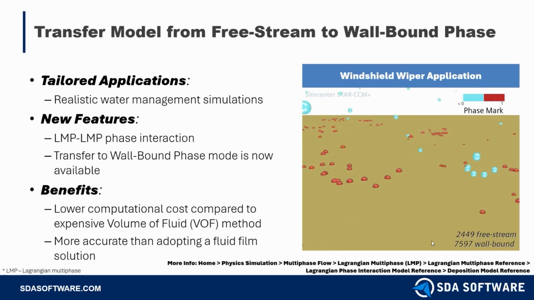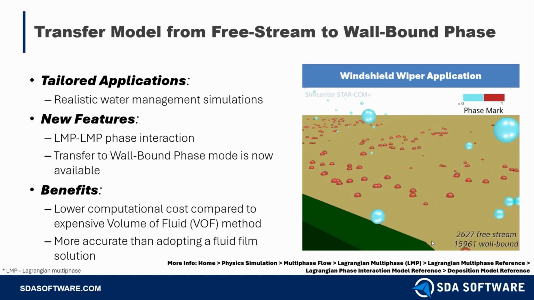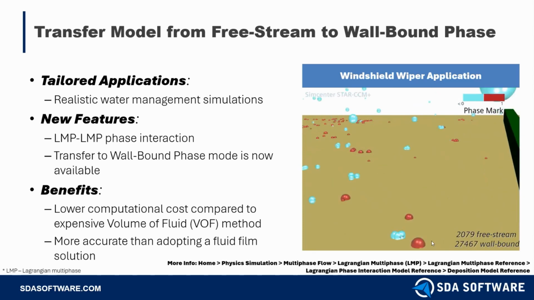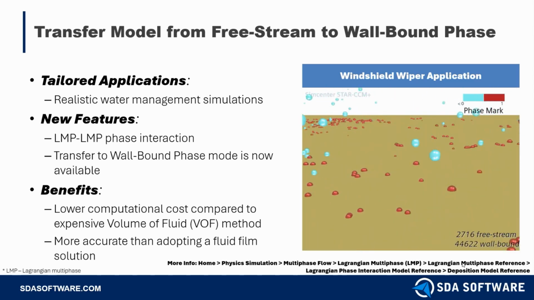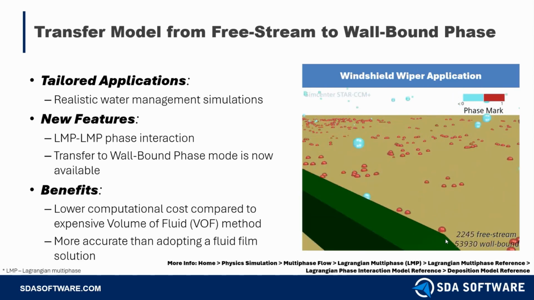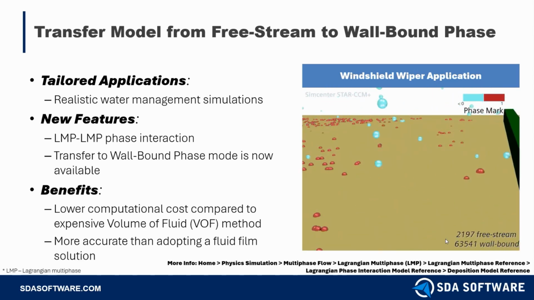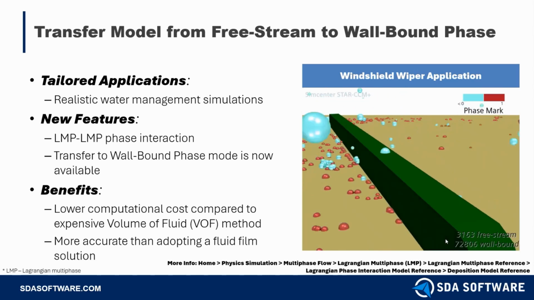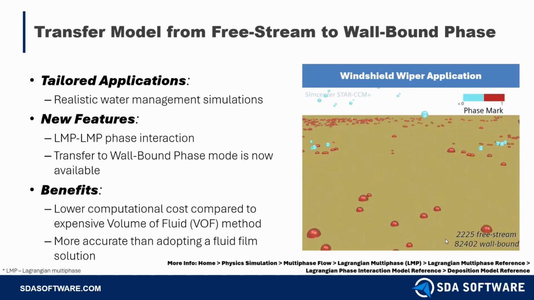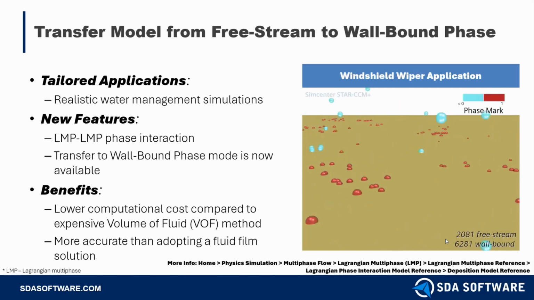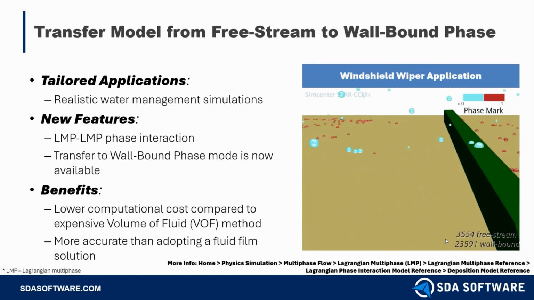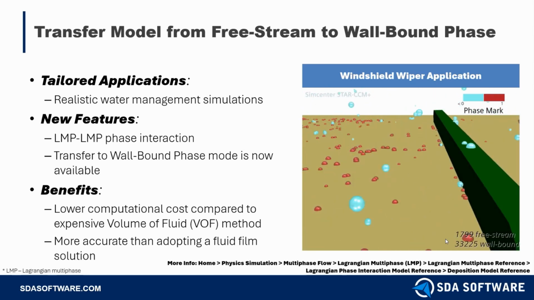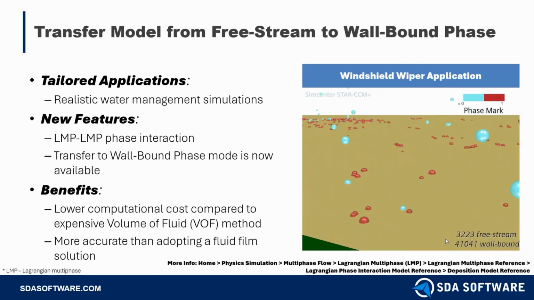Besides the MMP to LMP phase interaction capabilities, the LMP to LMP phase interaction is introduced for the first time in STAR as well. The new LMP to LMP phase interaction offers a realistic approach to model water management applications like a windshield wiper. So the free stream phase can now interact with the wall-bound phase using the new LMP to LMP phase interaction, and the transfer from free stream phase to wall-bound phase is now possible, so you can do a deposition model.